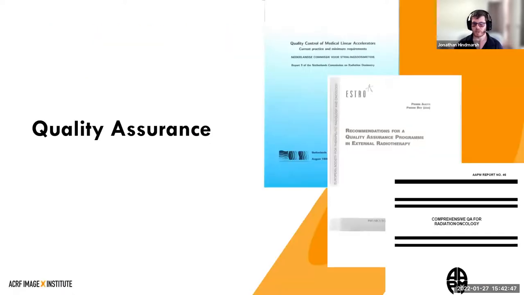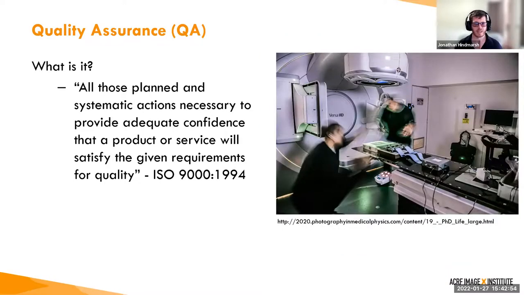All right. Quality assurance. What is quality assurance? According to ISO 9000, which is a reference document, and this is from version 1994, and there are newer versions as well, but this definition still applies today. It is all the planned and systemic actions necessary to provide adequate confidence that a product or service will satisfy the given requirements for quality. So in radiation therapy, that is everything involved in making sure that our service, which is the patient treatment, is both safe and effective, has high quality.